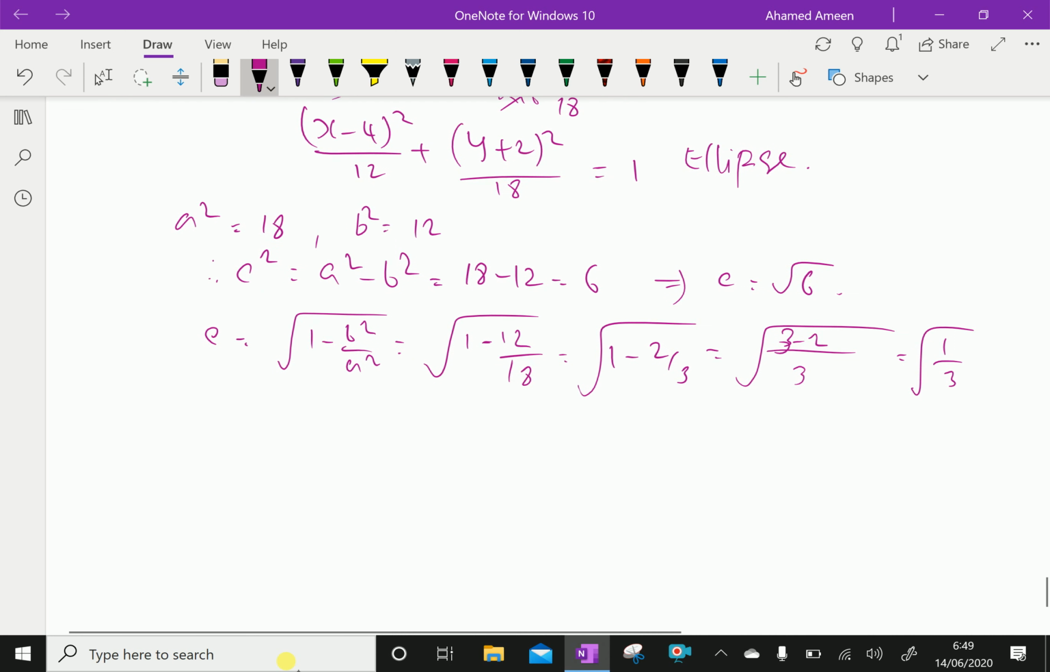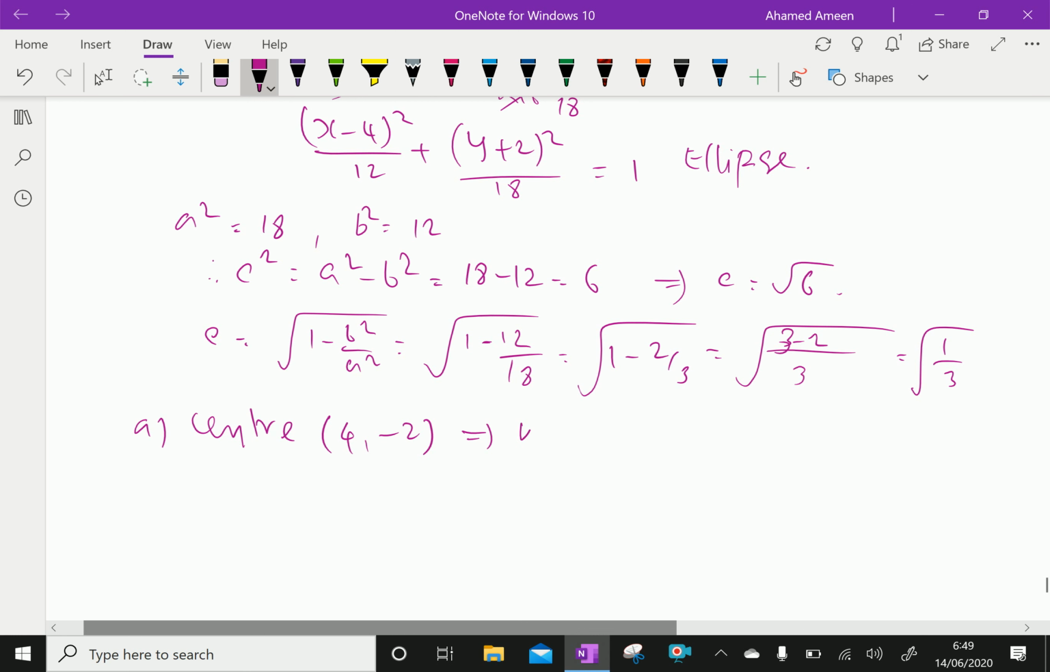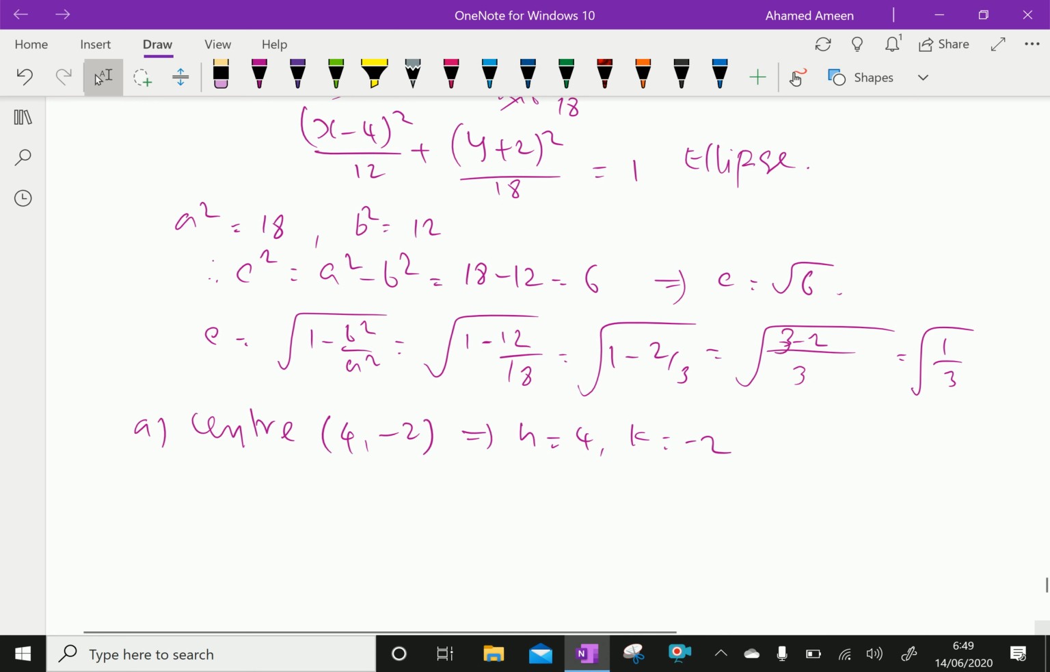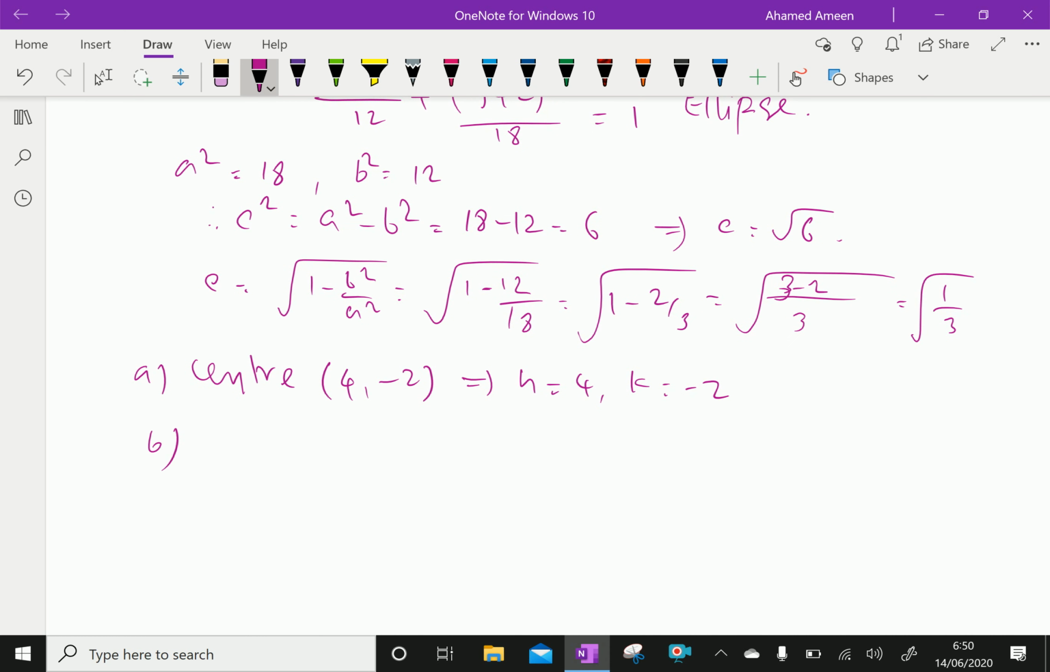Therefore, first the center. Look here, the center is minus 4 becomes plus 4, plus 2 becomes minus 2, so 4, minus 2 is the center, which gives h equal to 4 and k is minus 2.